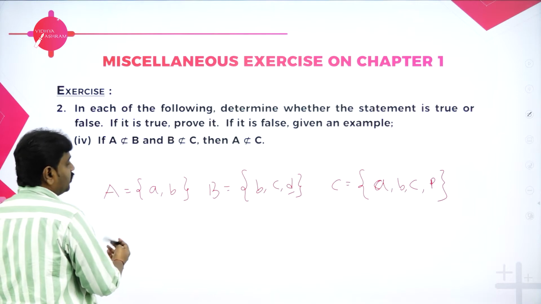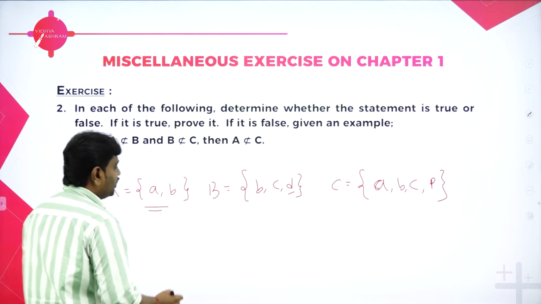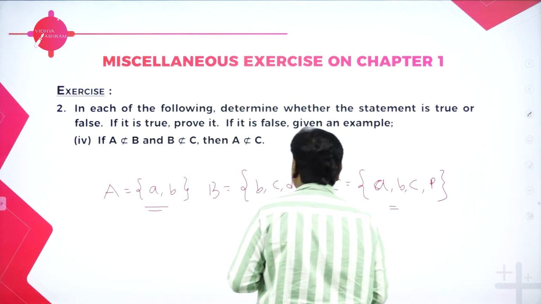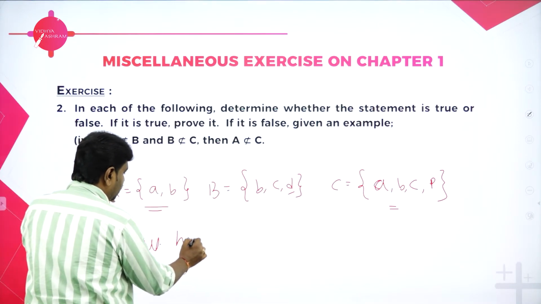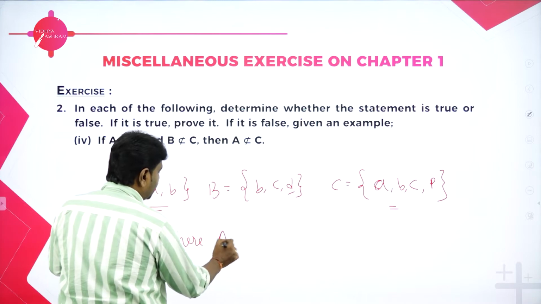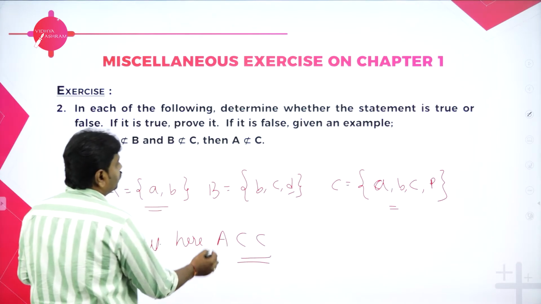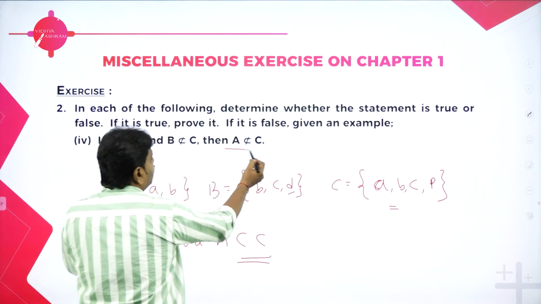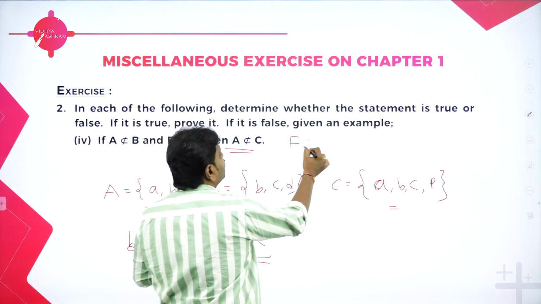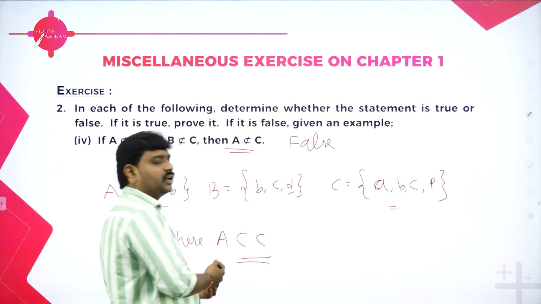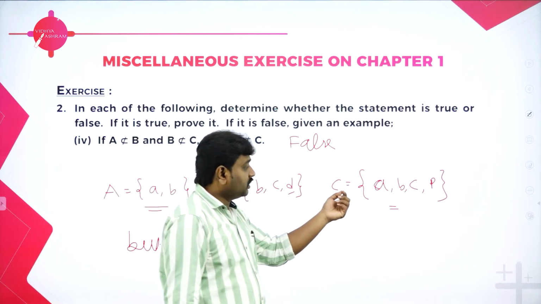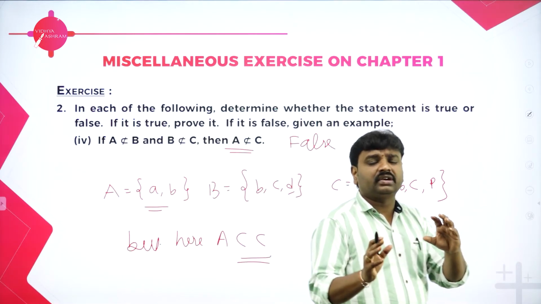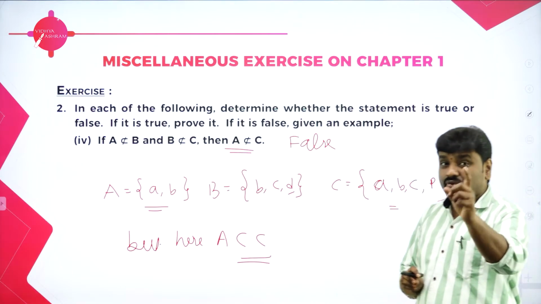So what is the conclusion? Here I gave an example where A is a subset of C. Do you agree or not? So if these two are true, this may not be true. So the answer is false. When it is false, give an example. I took A as {A, B}, B as {B, C, D}, and C as {A, B, C, D}. Like that you can permute; you can take any elements.